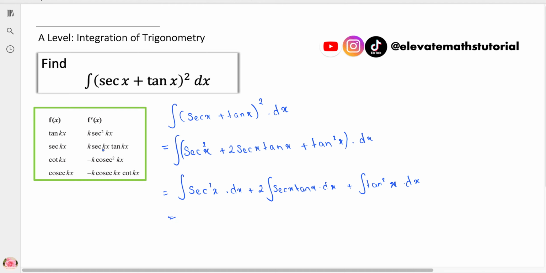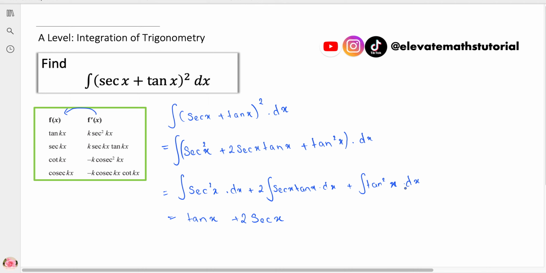So the integral of sec squared x, so what I've taken here is these are the functions and these are the differential, but we do know that the inverse is the integral of these functions, isn't it? So if we have sec squared x, the integral of that is tan x. Okay, so that's tan x. And then here we've taken the 2 out. So sec x tan x, the integral of sec x tan x is just sec x. So the 2 is in the front, so 2 sec x.